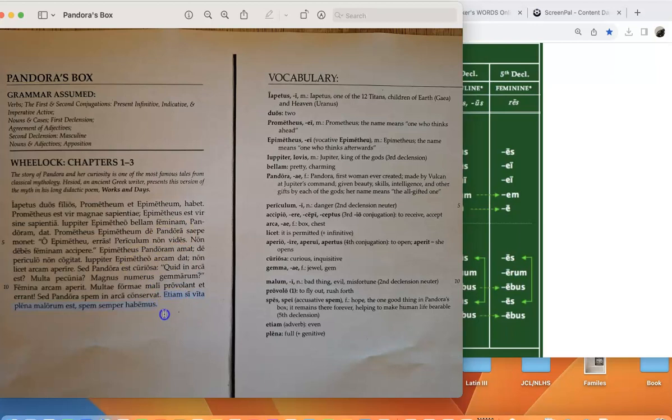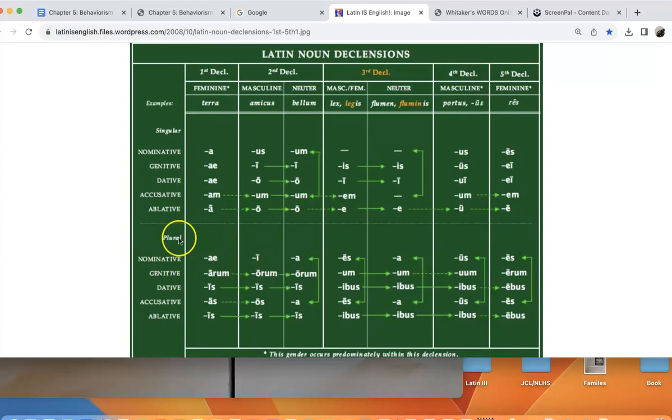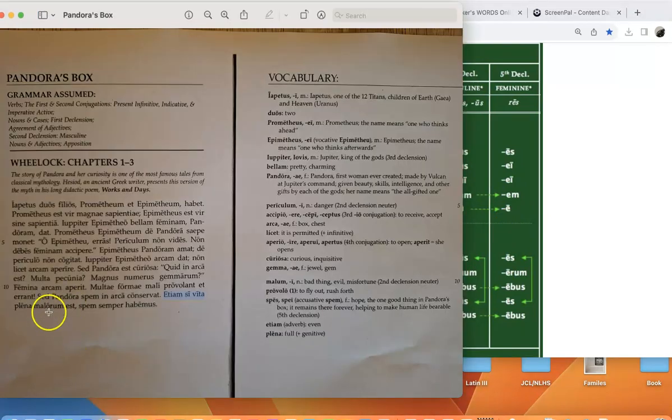And here we have, even if life is full of evils, we always have hope. So even if, so here we go, etsi. And then vita, where we get vital signs, life, and then plena, full, plus the genitive. So then we have malorum, because second declension genitive plural is orum. So even if life is full of bad things or of evils or misfortunes, again, just choose one. We, habemus, always, semper, habemus spem, hope. So that is our direct object. So even if life is full of misfortunes, we always have hope.